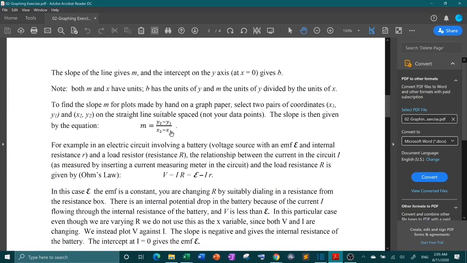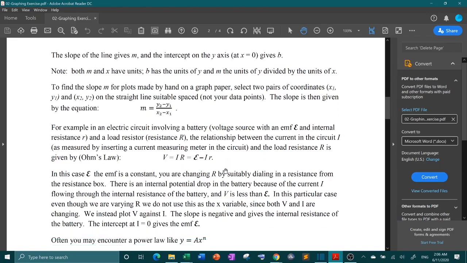This m equals y2 minus y1 over x2 minus x1. This is the slope. For y2 and y1, you just pick any 2 points on a straight line, and the corresponding y and x values are y1, x1, and pick another point somewhere else on the straight line, call that y2 and x2, and then just find out whatever this is. That's basically what the slope is.